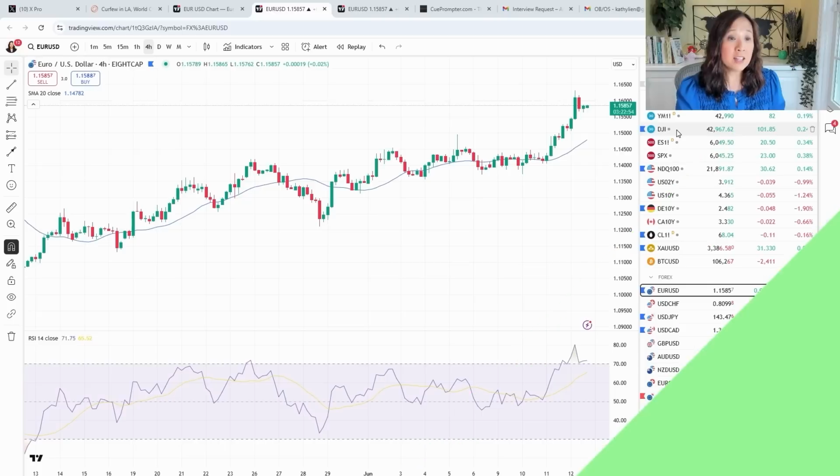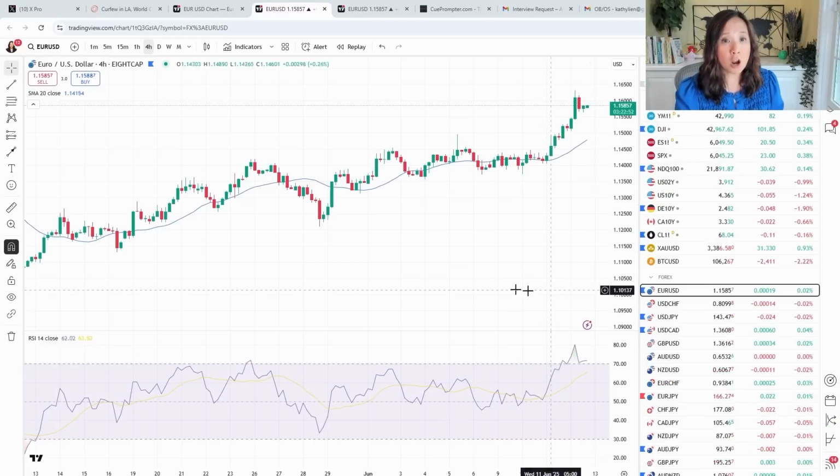We looked at the example in gold, but I also want to show you some examples in currencies. So let's go to the live charts. Now let's look at some examples in currencies. We're going to start with the euro-dollar.